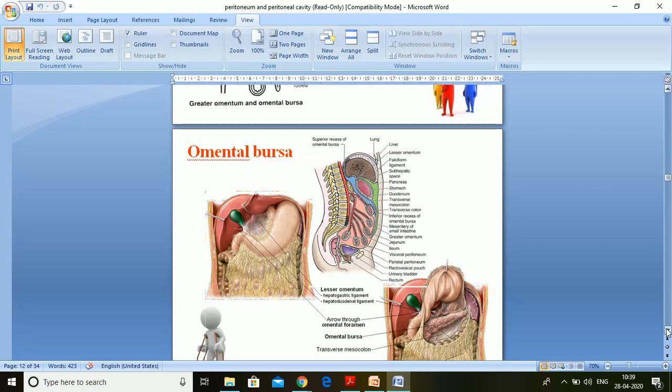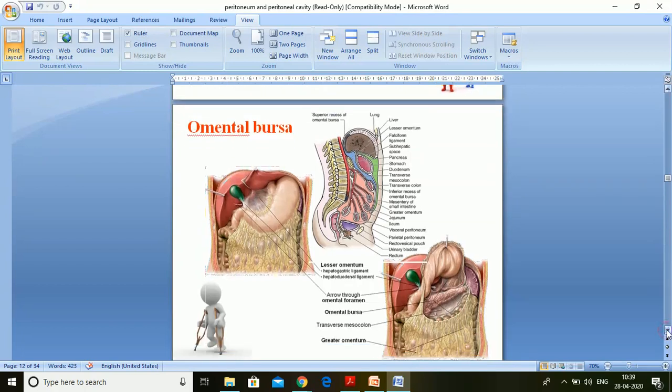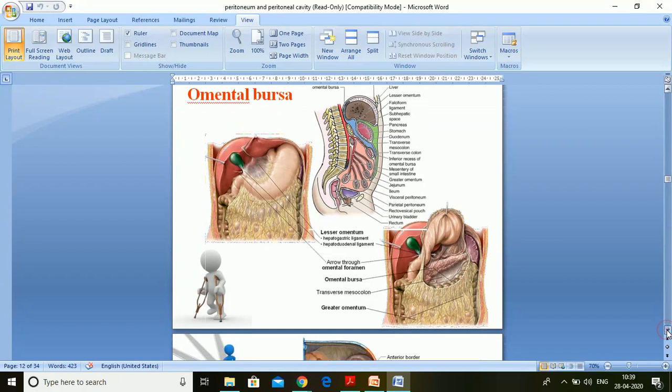Coming to the omental bursa. So, what is an omental bursa? This is a recess. See here, this is the recess that is seen. Recess means space. The space that is seen below the diaphragm, and this area is called the superior omental bursa. So, within the omentum, you also find some spaces called the omental bursas or the recesses.